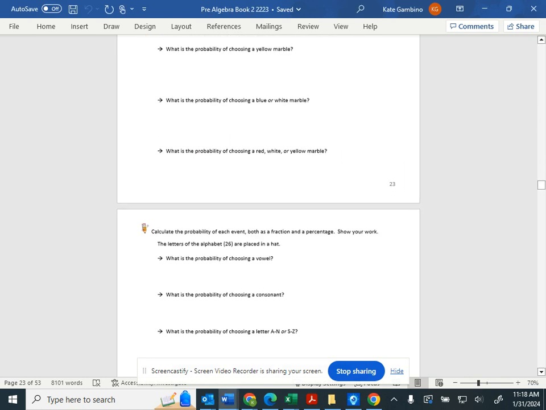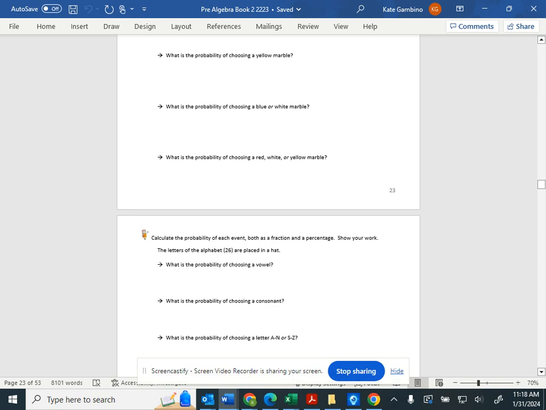Our last one, what is the probability of choosing a red, white, or yellow marble? Madden. You have to add 9, 12, and 15 together. Yeah, so adding that red, white, and yellow together. And what did you get? Divided by 60.